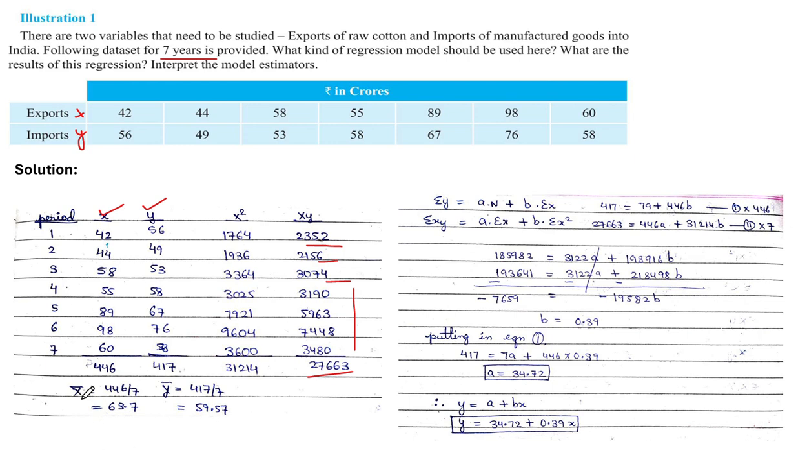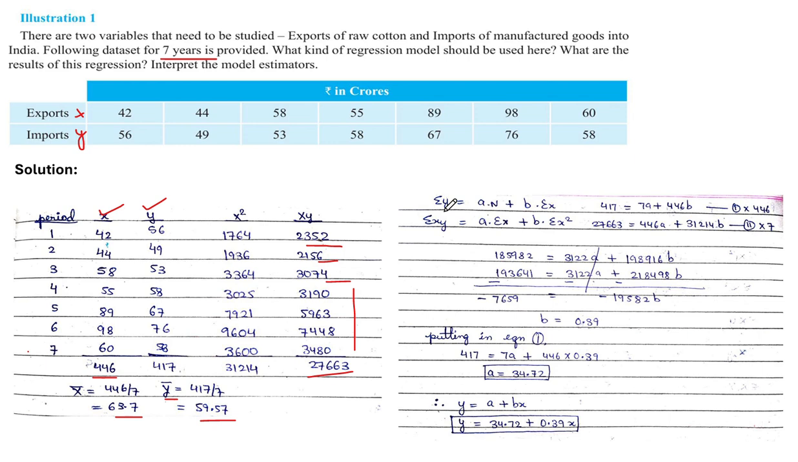Now we will find the respective means. x bar is equal to 446 divided by the total period, which is 7. That means our total n is equal to 7. 446 divided by 7 is equal to 63.7. And y bar is sigma y, 417, divided by the number. So 417 divided by 7 is 59.57.